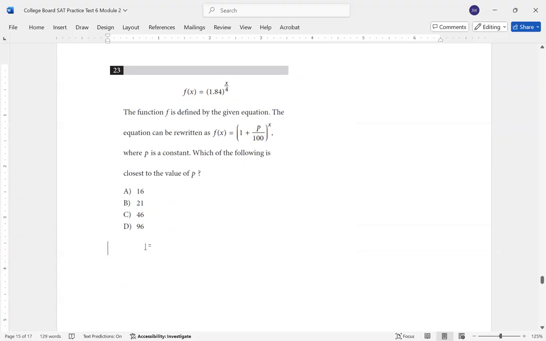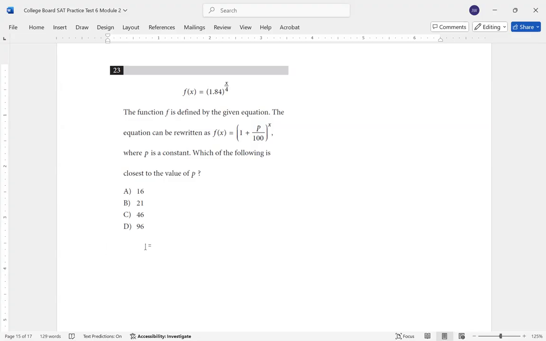The function f is defined by the given equation. The equation can be written as f of x is equal to quantity 1 plus p over 100, all raised to the x power, where p is a constant. Which of the following is the closest value of p?